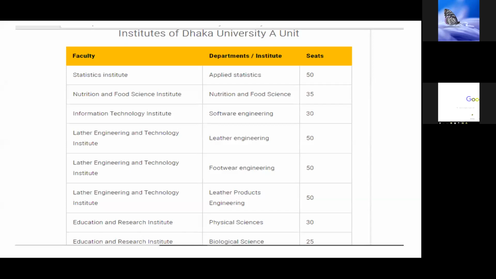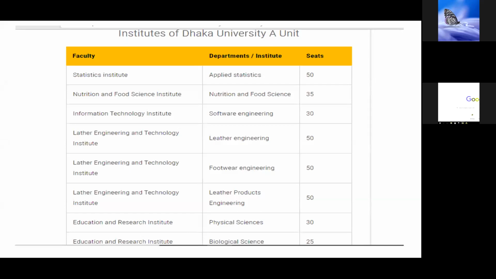Welcome back, everyone. So, as I was saying, some other institutes under Dhaka University are separate bodies. I talked about the Information Technology Institute, right? You get to learn about software, how to develop new software, and considering the job market, this is in very much demand.